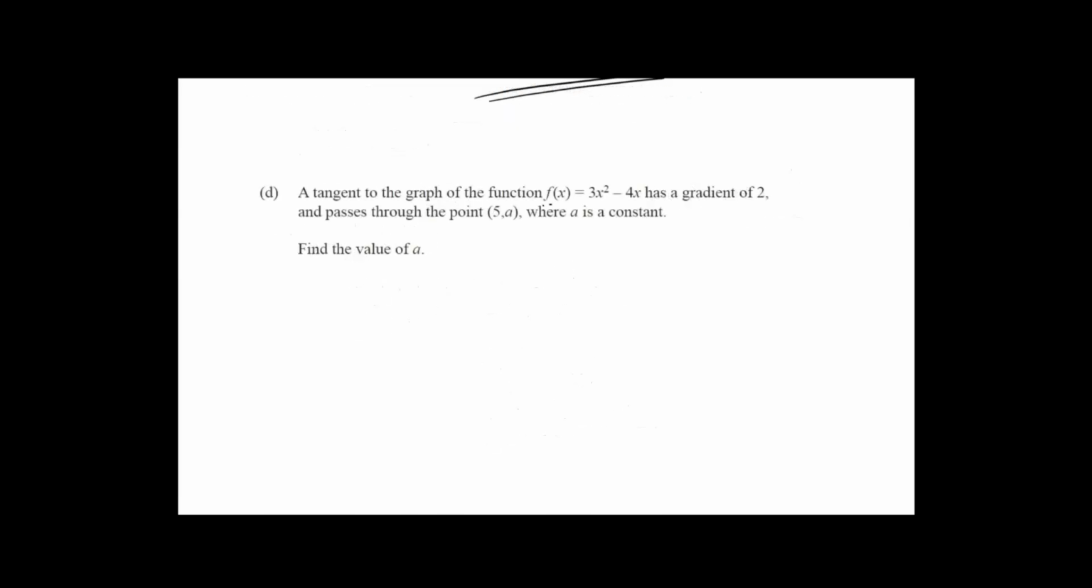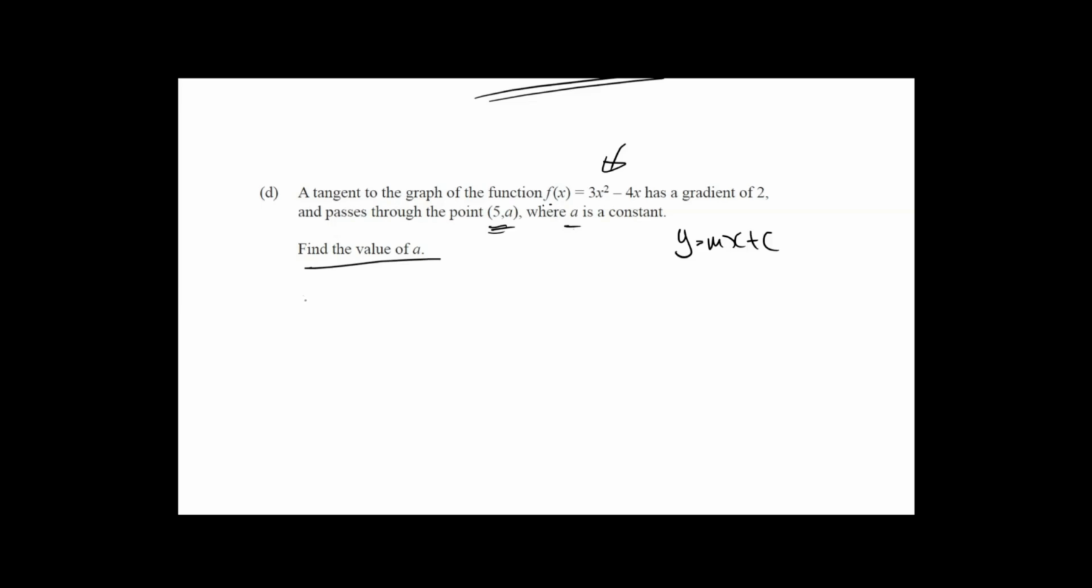Moving right along to D, a tangent to the graph of the function f of x equals 3x squared minus 4x has a gradient of 2 and passes through a point (5, a). So the tangent passes through this point, not necessarily this graph here. So the tangent is going to be a straight line. Where a is a constant, find the value of a.